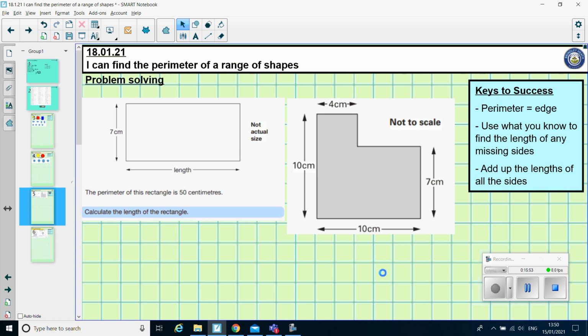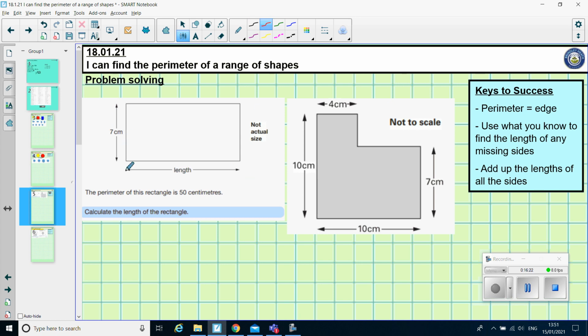It's this sort of question that you're going to encounter. So I'm going to start off with this rectangle question. They have given us some information in the picture. They've showed us that the width of the rectangle is 7 centimetres. They've told us that the perimeter of the rectangle is 50 centimetres. But they've asked me to find the length. So I need to think carefully about this question and use what I know to work out the answer.